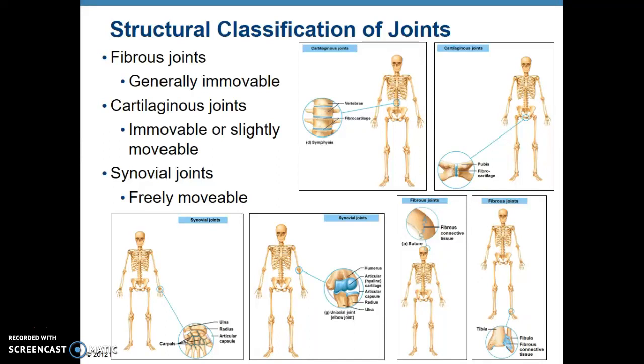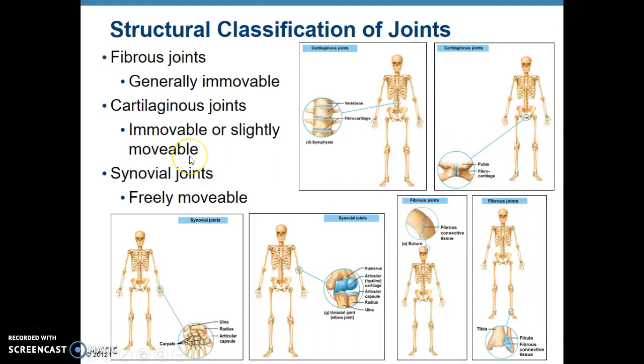Cartilaginous joints have cartilage, hence their name. So there's a little bit of mobility, but essentially not a lot. Two of the big places that you'll find cartilaginous joints are in the vertebral column, in between all the little vertebrae. So you do have some movement, but nothing too extreme. And then there's also in the pelvis, holding those two halves of the pelvis together, you're going to have a cartilaginous joint.